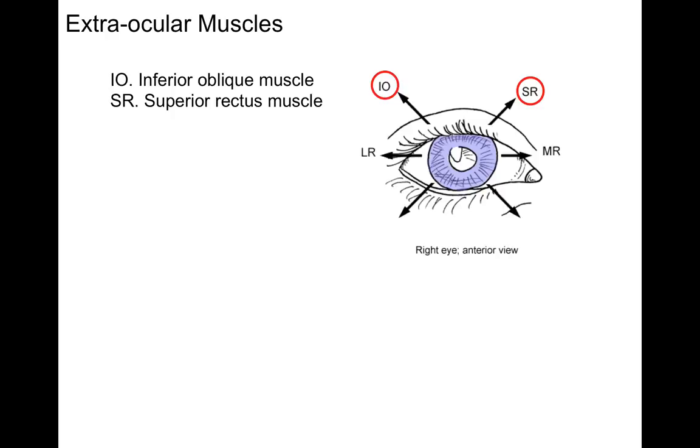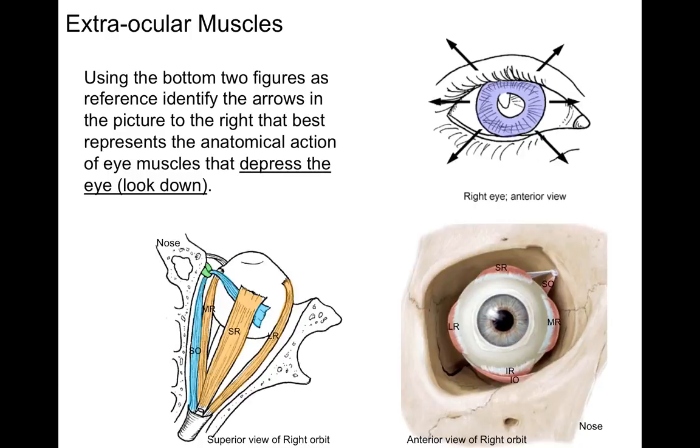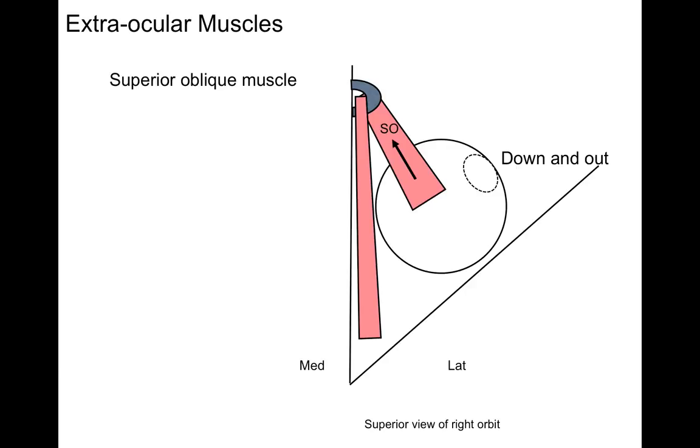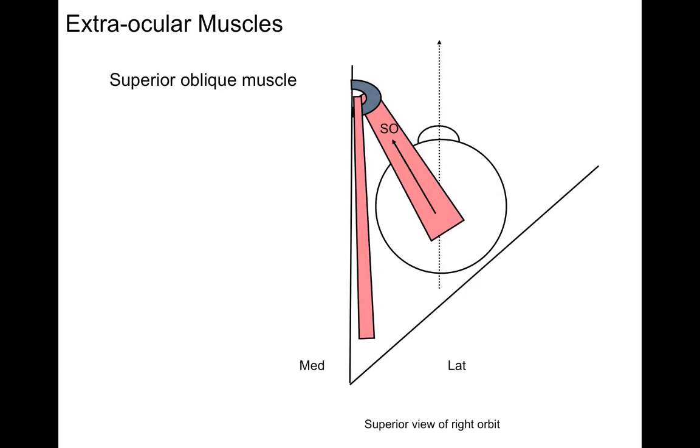Here's now the inferior oblique and superior rectus muscles' action on the eye. Using the bottom two figures as reference, identify the arrows in the picture that best represents the anatomical action of eye muscles that depress the eye, or look down in that axis. There's our inferior rectus and our superior oblique. This is a superior view of the right orbit. The superior oblique is seen coursing through that gray pulley called the trochlea, and attaches to the very top and back of the eyeball. When the superior oblique muscle contracts, it causes the eye to look down and out.